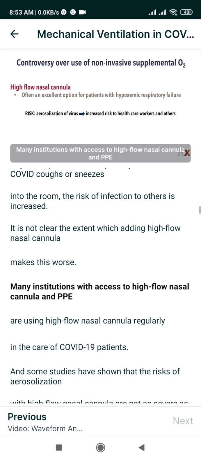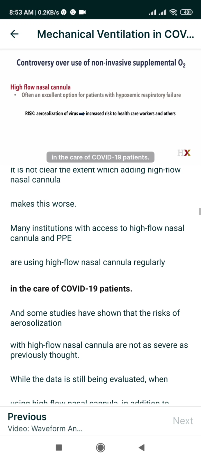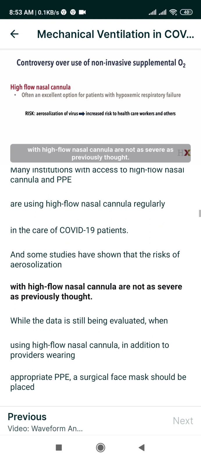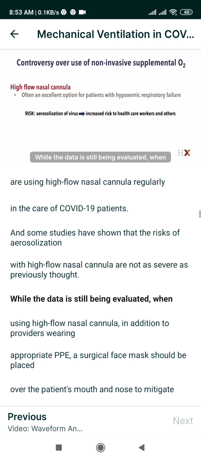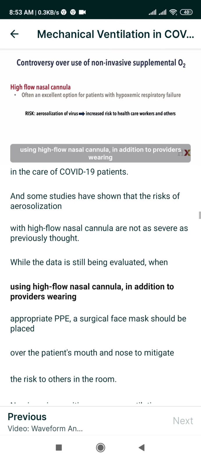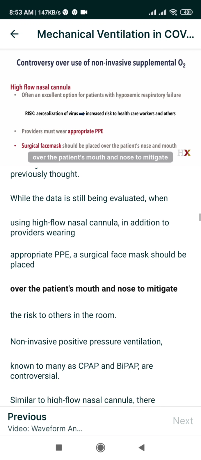Many institutions with access to high-flow nasal cannula and PPE are using high-flow nasal cannula regularly in the care of COVID-19 patients. And some studies have shown that the risks of aerosolization with high-flow nasal cannula are not as severe as previously thought. While the data are still being evaluated, when using high-flow nasal cannula, in addition to providers wearing appropriate PPE, a surgical face mask should be placed over the patient's mouth and nose to mitigate the risk to others in the room.